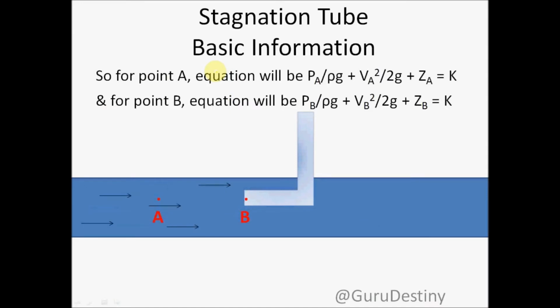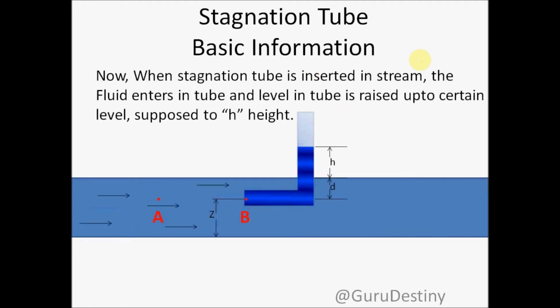So for point A and point B, the equation will be like this. For point A it is the pressure divided by the density of that fluid and gravity, plus velocity square divided by 2g, plus ZA. Here Z is a constant for both because the height of point A and point B is the same. So the Z, the potential energy, is the same for both points.